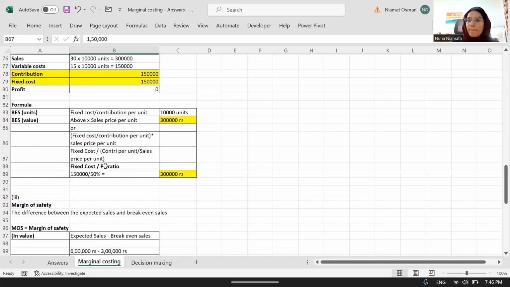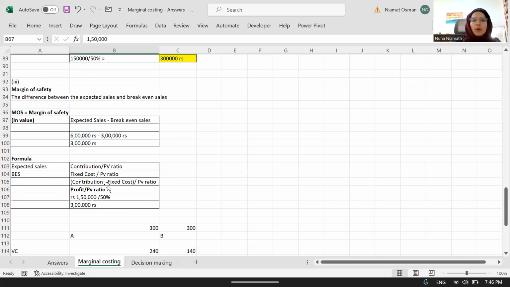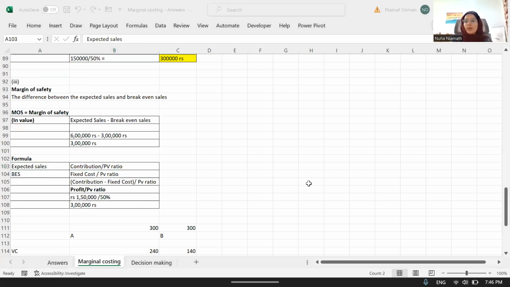Clear, ma'am. Okay. Now, coming to margin of safety. Can somebody tell me how I came to this formula that sales is equal to contribution by PV ratio? Can somebody tell me what I did to arrive at this formula?